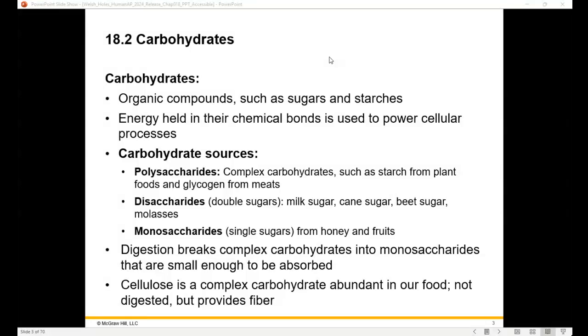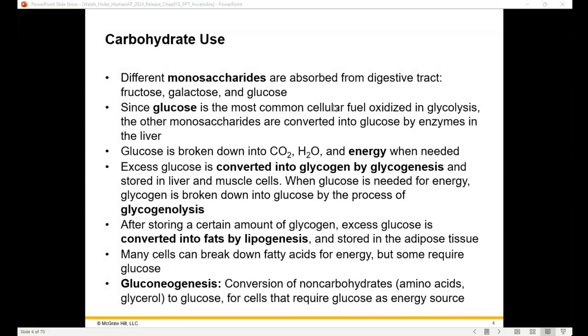Cellulose is a complex carbohydrate abundant in our food. It's not digested, but provides fiber, which you need to help materials move through your digestive system. Okay, as far as carbohydrate use, different monosaccharides are absorbed from the digestive tract, like fructose, galactose, and glucose. And since glucose is the most common cellular fuel oxidized in glycolysis, the other monosaccharides are converted into glucose by enzymes in the liver. Glucose is broken down into carbon dioxide, water, and energy when needed.